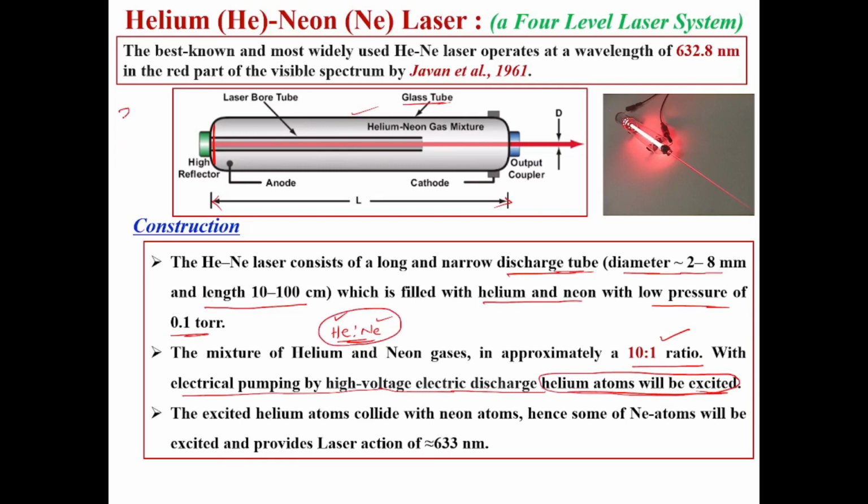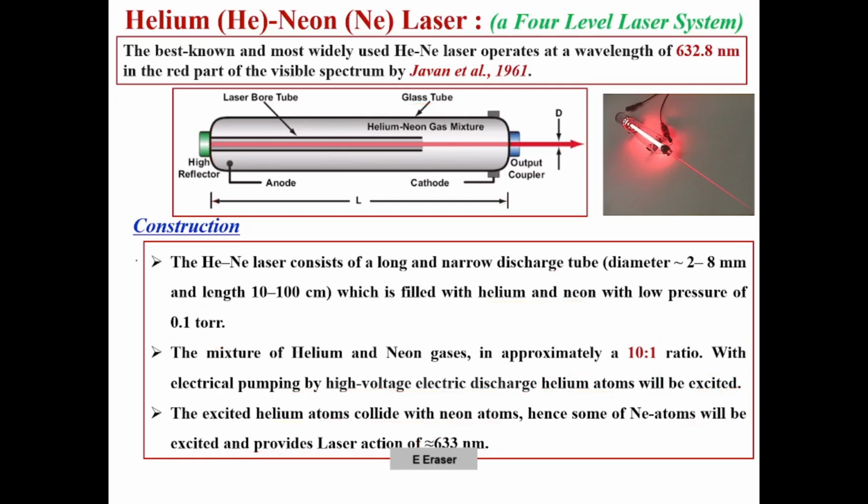If this question is asked for 3 to 4 marks, whatever I am going to discuss in this class, this note is enough. But this point is most important: the helium to neon ratio is 10:1. The excited helium atoms collide with neon atoms. Hence, some of the neon atoms will be excited and provide the laser action at around 632.8, or around 633 nanometer wavelength.